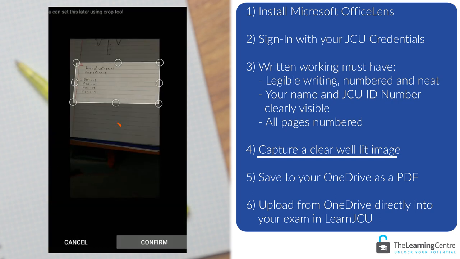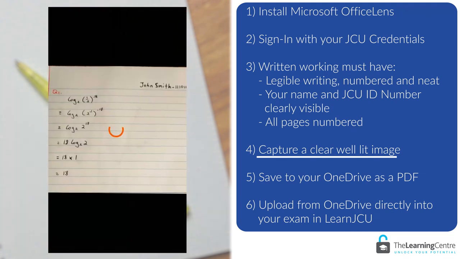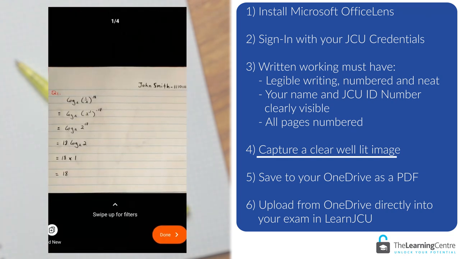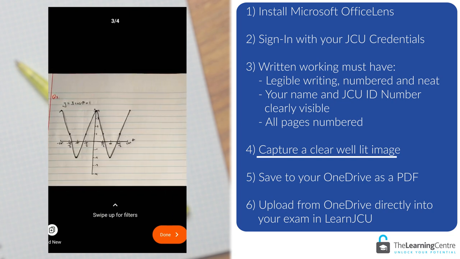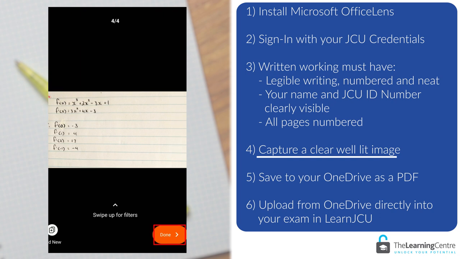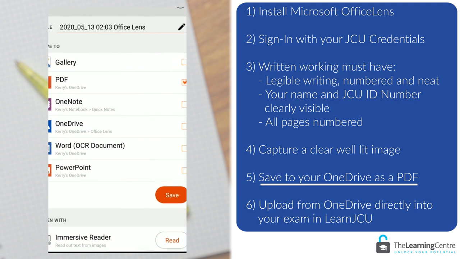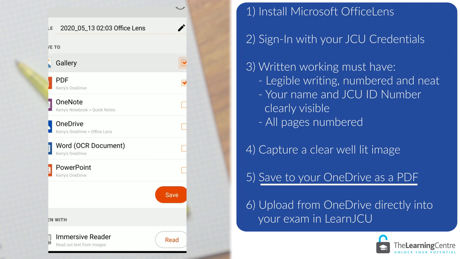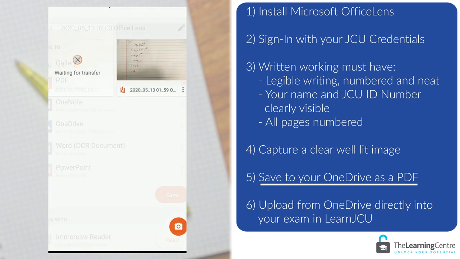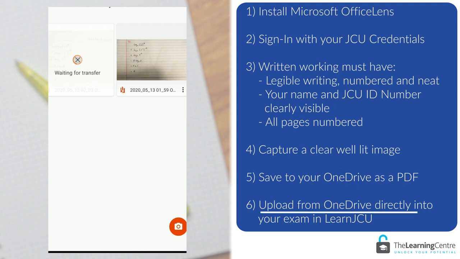Once all questions are captured, select the orange arrow in the bottom right. This will then allow you to further crop and edit your photos. This includes filters. Review all questions and select Done when finished. You then have several options for saving. You can save to gallery, which saves directly to your phone. Alternatively, you can save to a PDF, which converts your images into a single PDF file and then saves that file to OneDrive. From here, you can easily access it within LearnJCO.